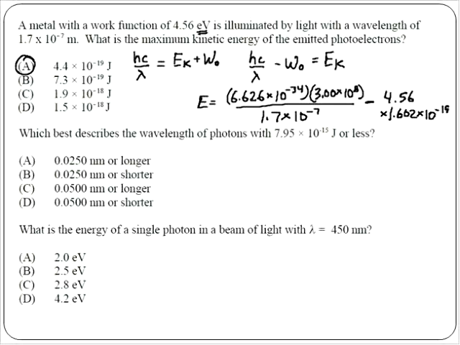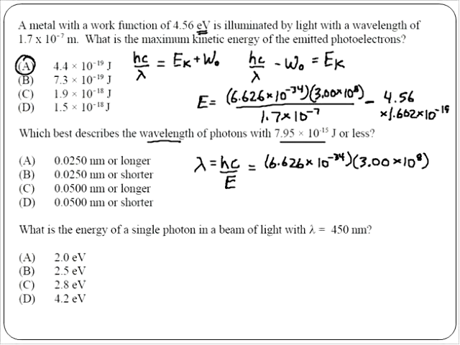Next one says, which best describes the wavelength of photons with this amount of energy? So wavelength equals hc over energy. We've written that equation down a couple of times already. So let's do it. Let's figure it out. H is still Planck's constant. It hasn't changed since the last time we used it. It's still that. And 3.00 times 10 to the 8, that doesn't change.